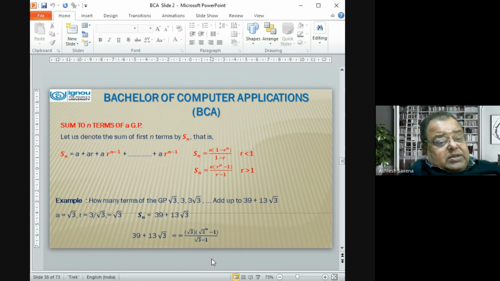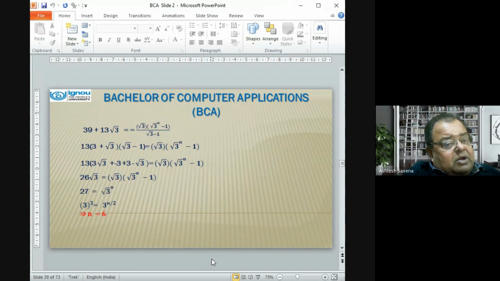Now we have the sum, Sn is equal to 39 plus 13 root 3. Your a is root 3. Your r is root 3, and the value of n is not known. That has to be found. So we will have root 3 in a single place. You can see in the numerator, root 3 raised to the power n minus 1. Now, how to calculate the value of n? This is the question. We will be cross-multiplying it.